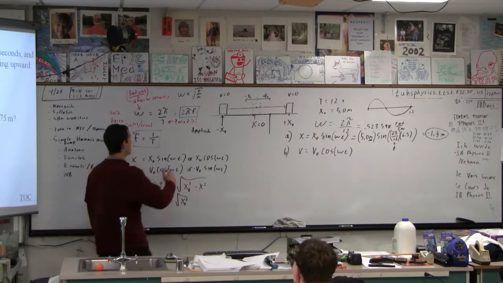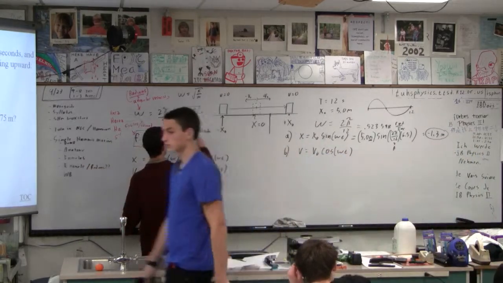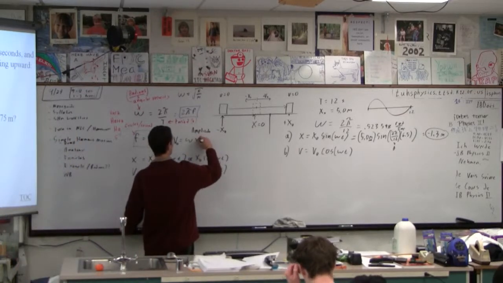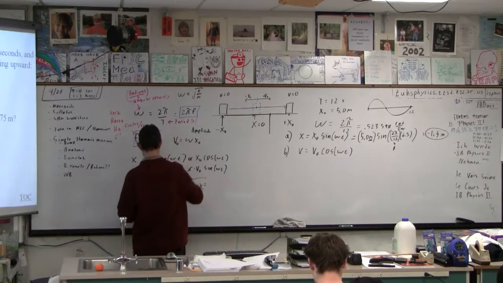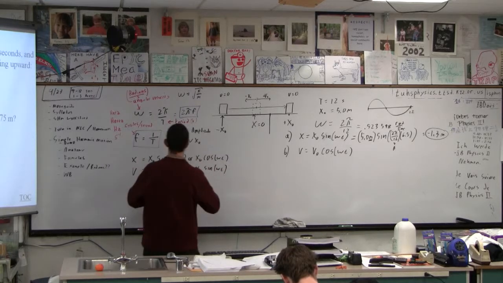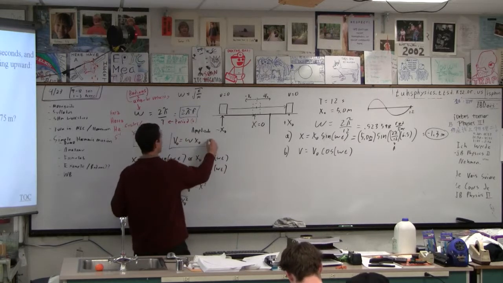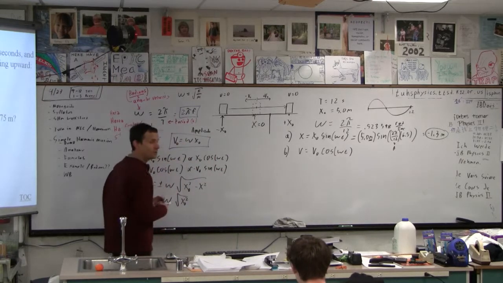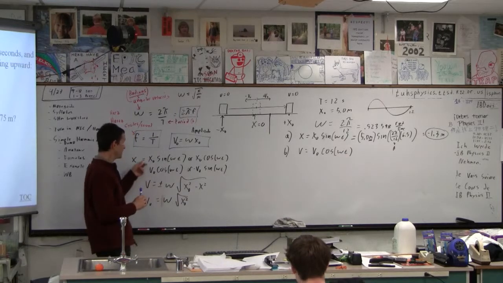So this formula is not in your data packet. I'll just write it up here: V naught is omega x naught. And that's just beautiful. The cool thing is that nobody really knows how to take the derivative of this. This is killing me.